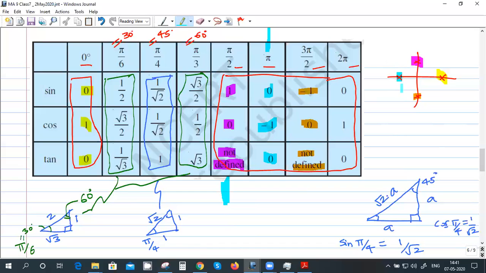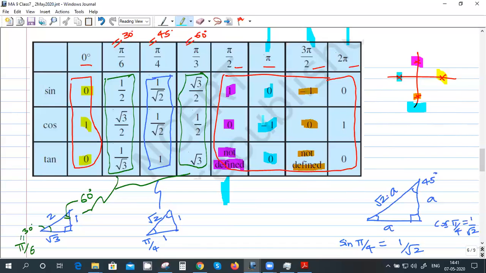So for this blue point, x is minus r, R is the radius. So x will be minus r, and tan is 0. Similarly, for 3 pi by 2, this point, the values are -1, 0, not defined. And for 2 pi, the point is the same as 0, so the first column will match with the 2 pi column.